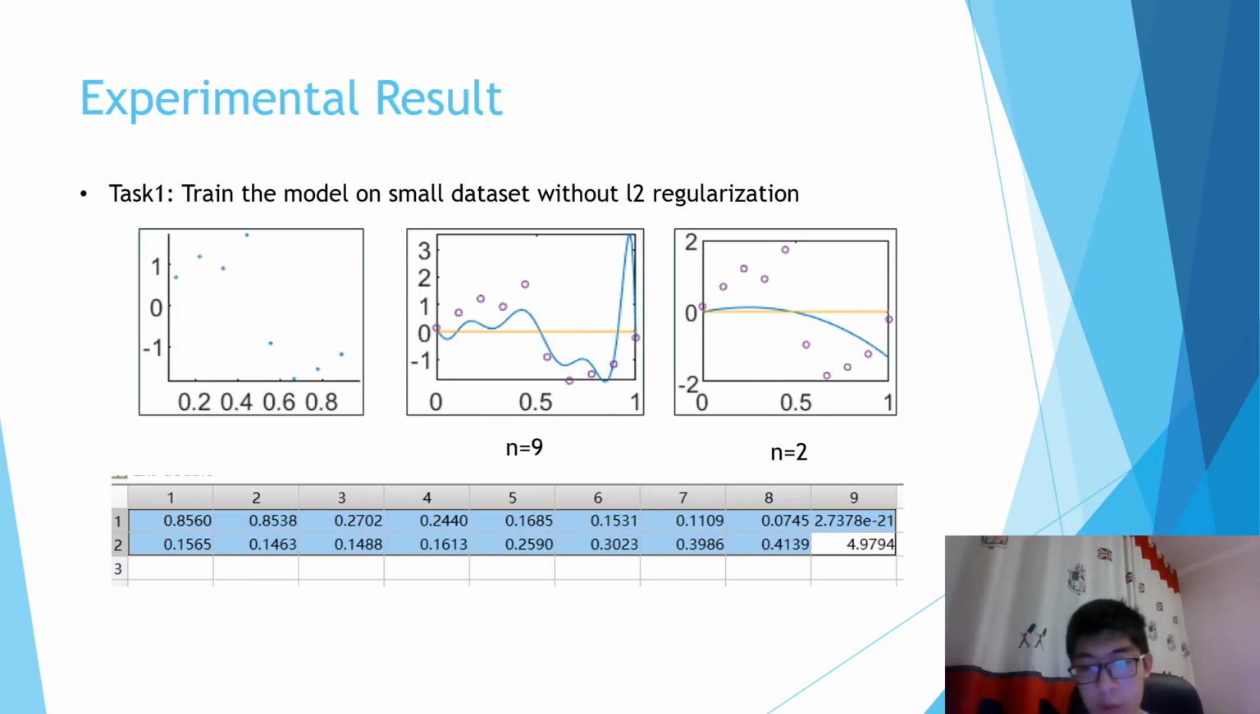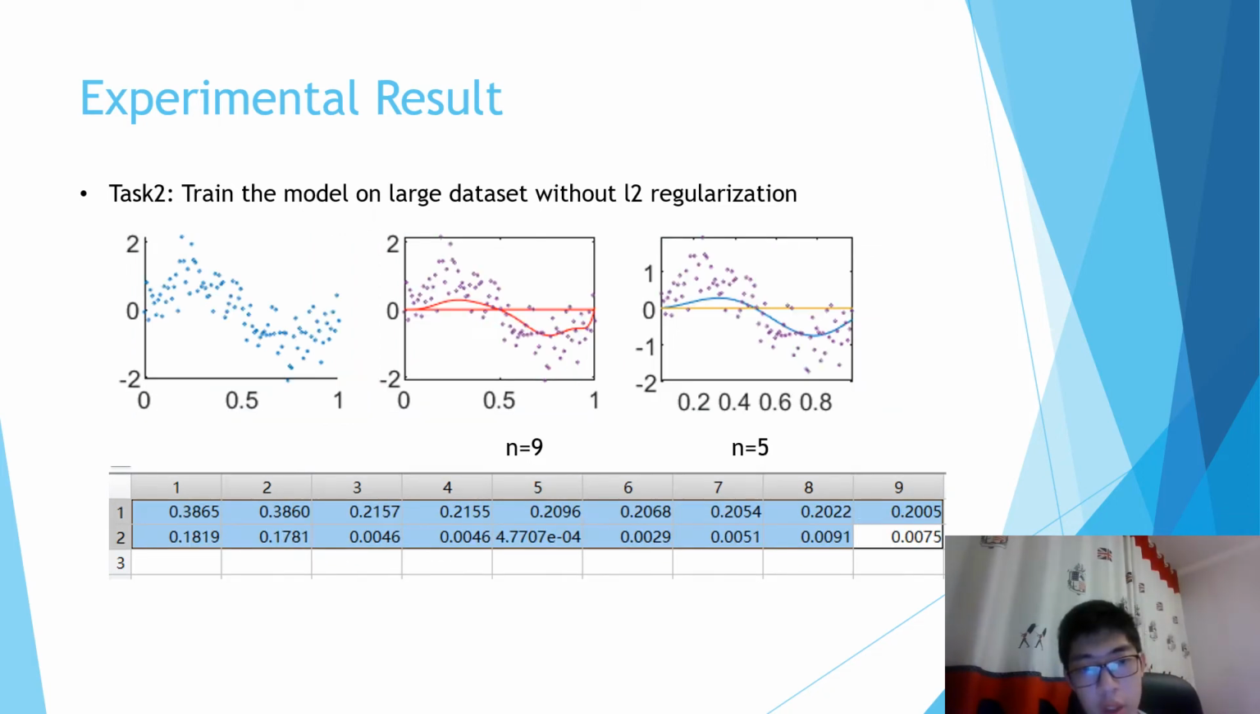So finally, I'm sharing my experimental results. In task 1, I train the model on the small dataset without the L2 regularization method. I scattered the data points and tried different n values. We find that when we set n to be 9, it gives the best training performance but the worst testing performance. The best testing performance model is when we set n to be 2, but you can see from the plot that the curve is a little far from the actual data points.